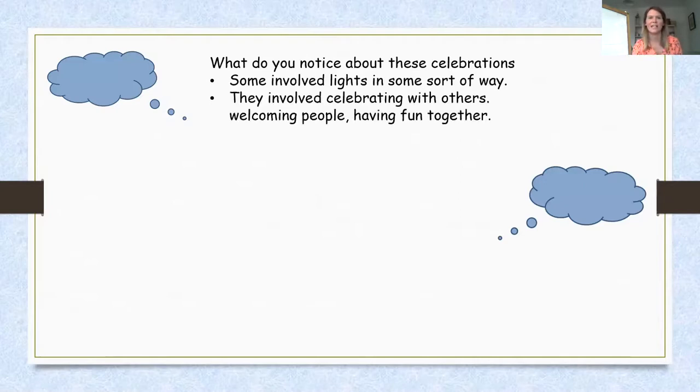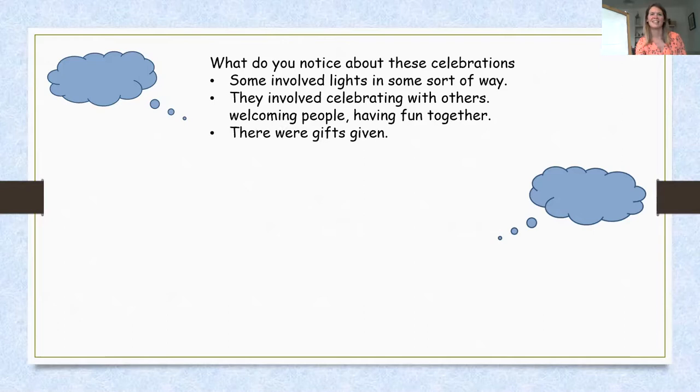You might have said that they celebrate with other people. Yes, in a lot of those celebrations, they were celebrating together, weren't they? That sense of community, that sense of belonging. When you've got something to celebrate, you definitely want people around to celebrate with you, don't you? So welcoming people and having fun together.